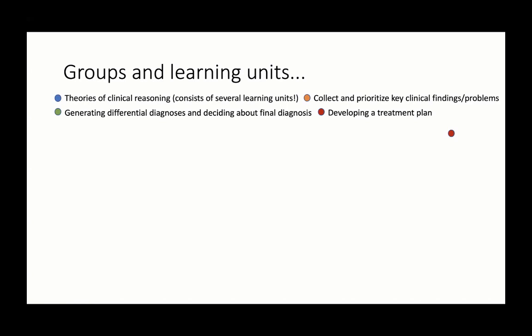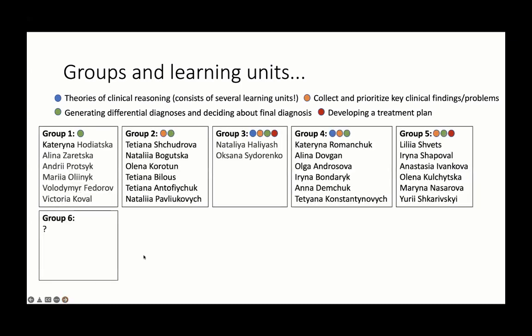We have the learning units on collect and prioritize key clinical findings. We have generating differential diagnosis, and we have developing a treatment plan. And this is the information I think we have so far, unless anything has changed since, I think, yesterday. But I think this is the latest information I have. So we have 5 groups that have formed so far with different numbers of group members, which is totally fine. And each group has either 1 learning unit or several.